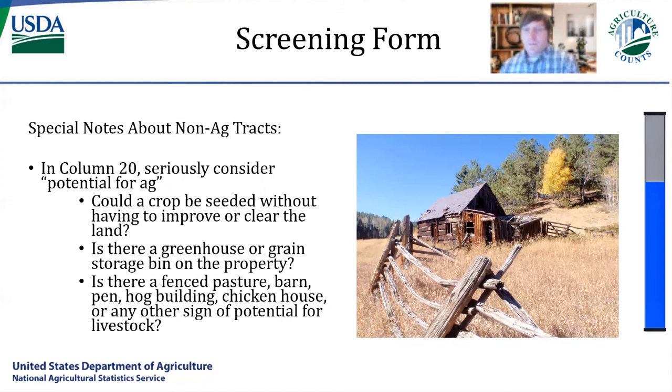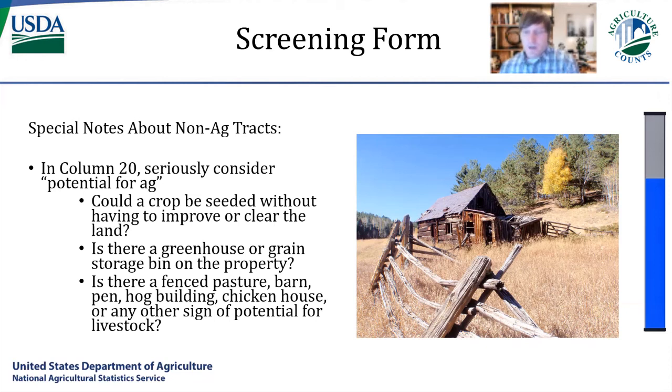In column 20, seriously consider what it means for an operation to have potential for agriculture. In the next 12 months, could a crop be seeded without having to do significant improvements or clearing of the land? Is there a greenhouse or grain storage bin on the property that looks like it would not take a lot of work to put in production right away?